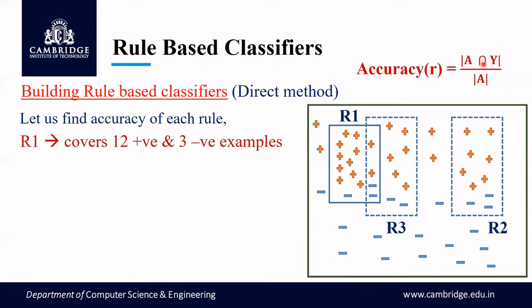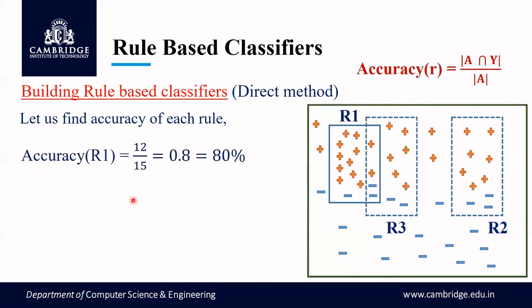So the numerator part will be 12. When I say antecedent part, it is going to give either a correct class label or a wrong class label, but I need to have only the antecedent part. So in such cases I have to consider both of these, right? 12 plus 3. So the accuracy of R1 will be 12 by 15, which is nothing but 0.8. So I hope you have understood how we got this 12 by 15.